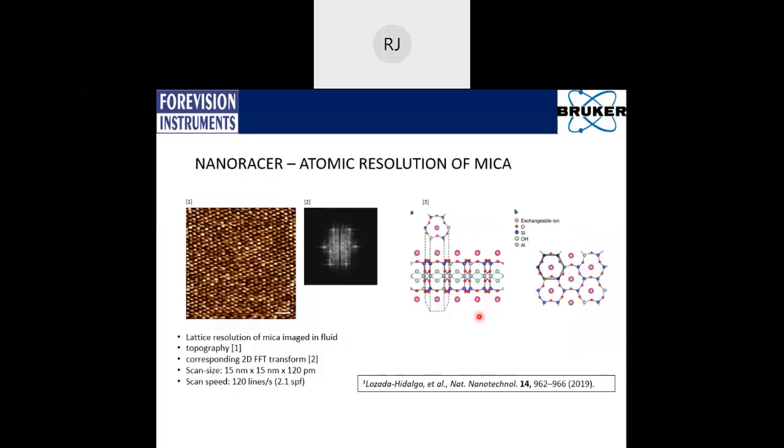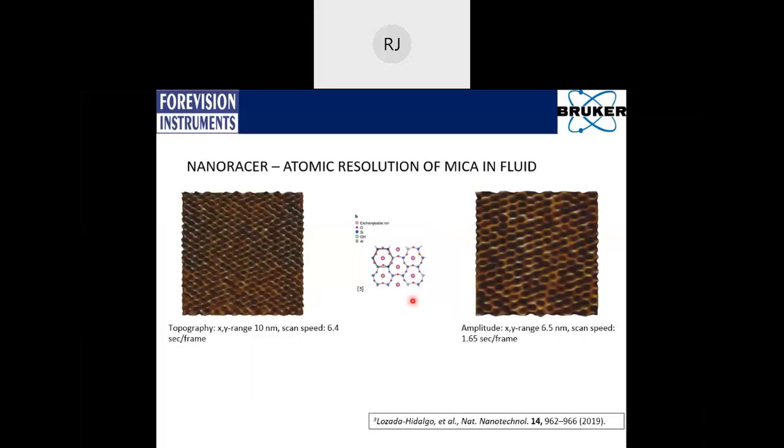So besides having a high speed, it doesn't compromise on its resolution, as I mentioned earlier. Here you can see a lattice resolution image of mica inside the fluid. The left one is the mica image inside a fluid, and the FFT shows its crystalline structure. So with NanoRacer, you can get high speed imaging, and also you are not compromising on your resolution. You are getting a good resolution and good speed to perform the experiment.